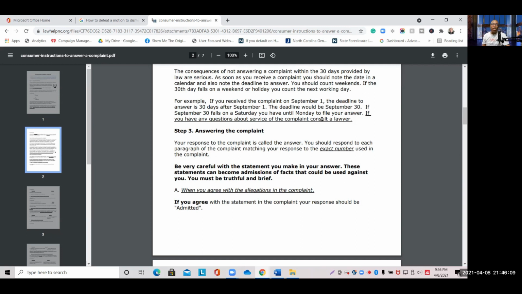Okay. What you're going to learn how to do in my program is go after them for the fraud that's causing the problem that you have right now. Okay. The misconduct that's causing the problem that you're having right now. That's what you're going to be suing them for. Okay. Instead of trying to answer.